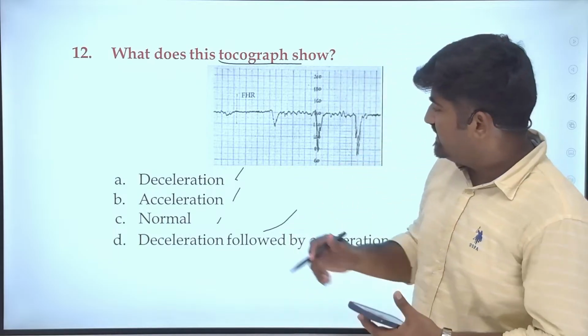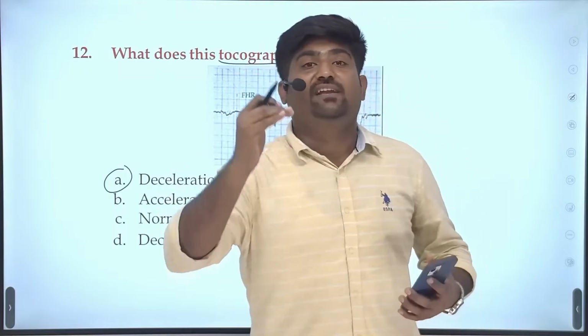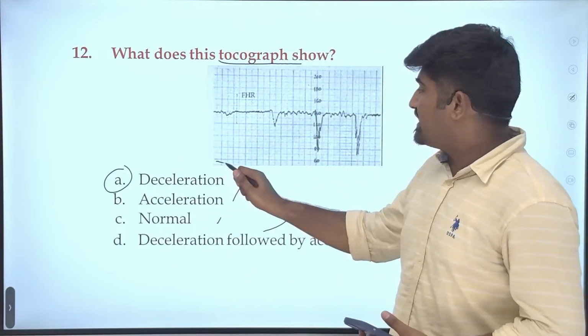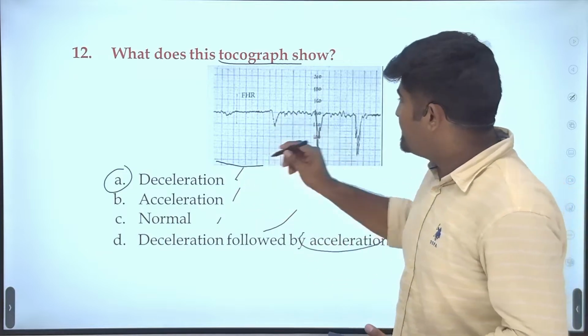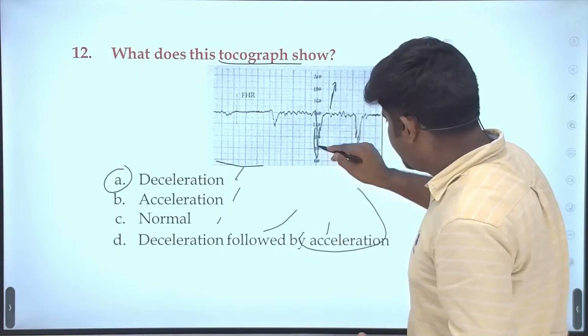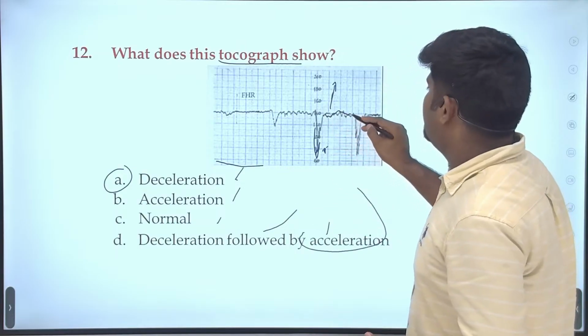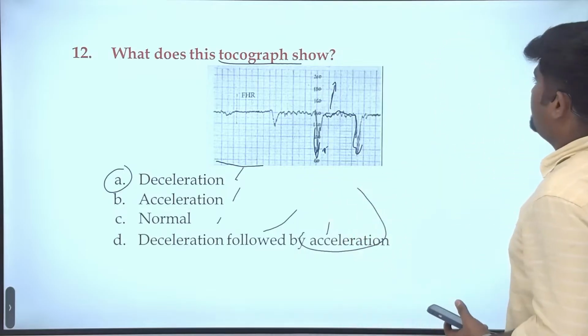Yes, it is deceleration. If it is an acceleration, there will be an increase in fetal heart rate. Then you can choose that option. They have given that no uterine contraction is there, so there won't be acceleration either. Acceleration is an increase in the fetal heart rate. There won't be any acceleration, only deceleration. Fetal heart rate decreased till 80, then it is again normal, then it is again going to 60. So it is deceleration. Okay, yes.